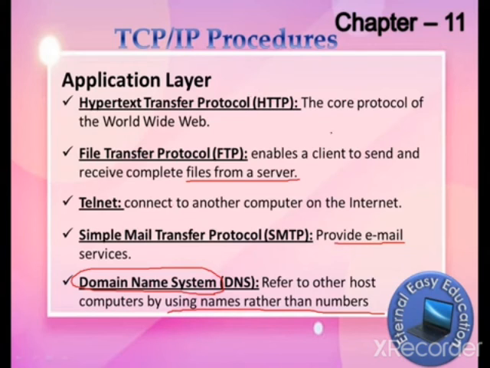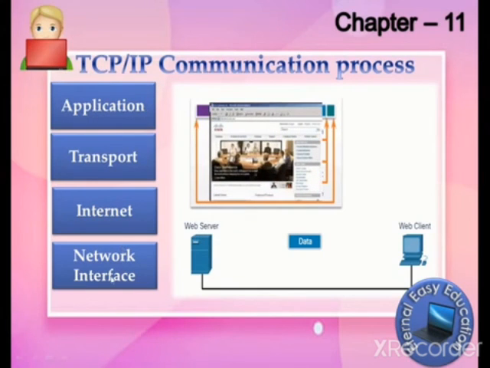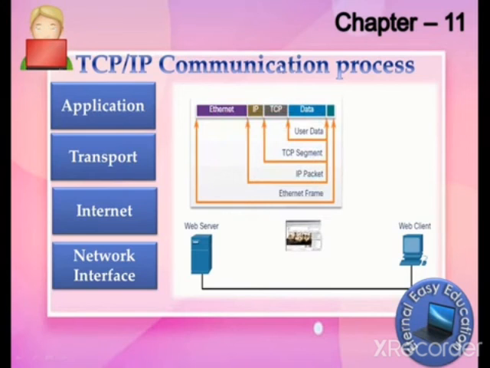So what are the protocols in the application layer? HTTP, FTP, Telnet, SMTP, DNS. So we'll have a recap. TCP IP has 4 layers: application, transport, internet, network interface. Then what is the working nature? If we give a request to the web server, that is data, it is taken care of by the application layer as data. Next, the transport layer will take care of it. Now it is a segment. Next, the internet layer.